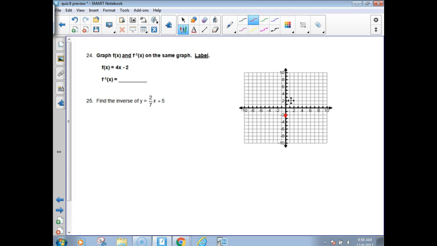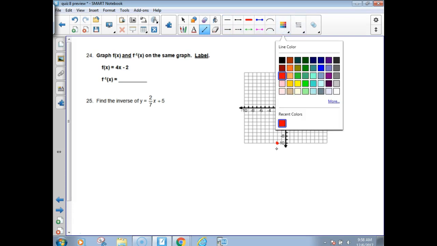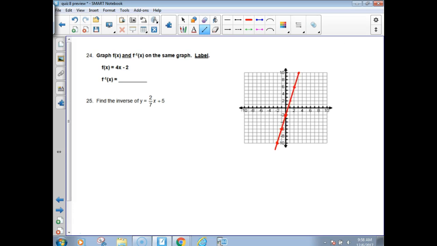Up 1, 2, 3, 4, right 1. 1, 2, 3, 4, right 1, and do several points. Okay, and then down 1, 2, 3, 4, left 1. 1, 2, 3, 4, left 1. Okay, so make a nice line. I'm actually going to grab my line tool. Oh, no, I don't want that. I'll just do a stick. And there's my nice straight line.